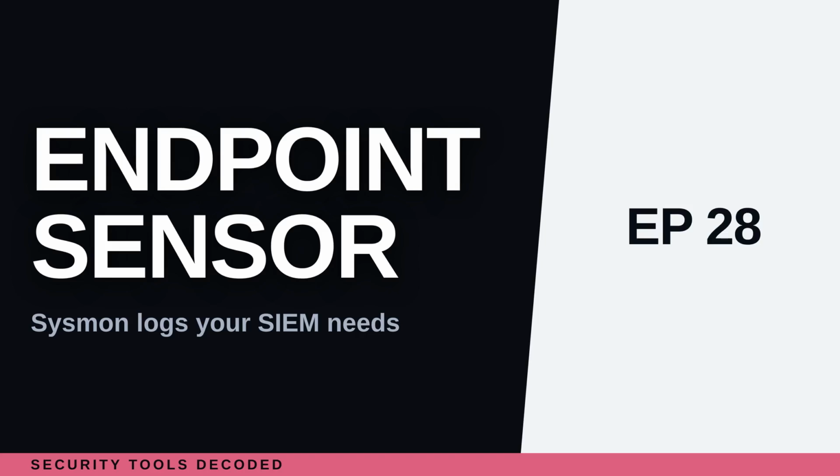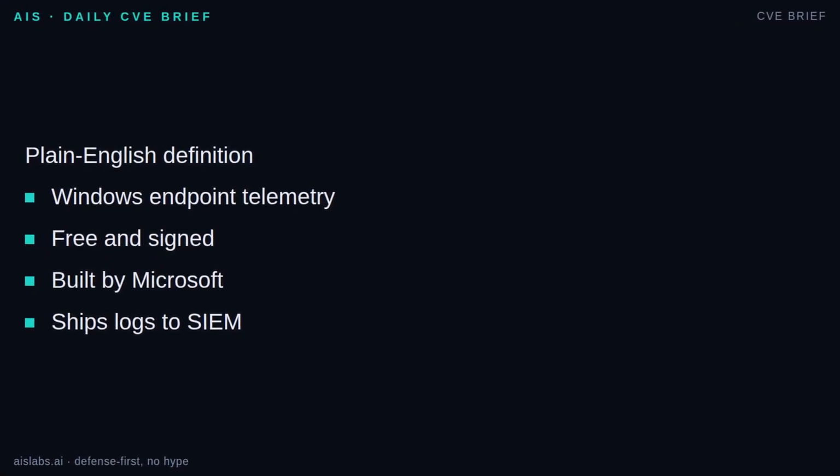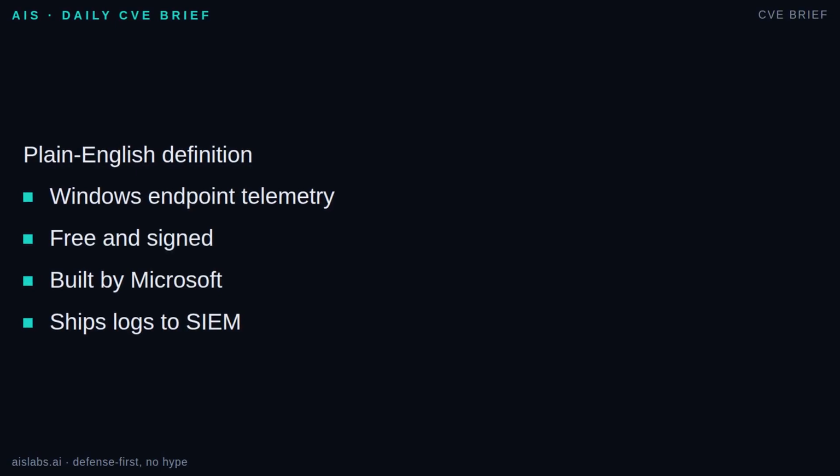With Sysmon, the endpoint becomes a sensor, not a magic box, a better witness. Sysmon is a free signed Windows system monitoring tool made by Microsoft. It records detailed endpoint activity that normal Windows logs often do not capture cleanly. In plain English, Sysmon writes better security events about what programs did on a Windows machine. Those events go into the Windows event log, then your log forwarder ships them to the SIEM.